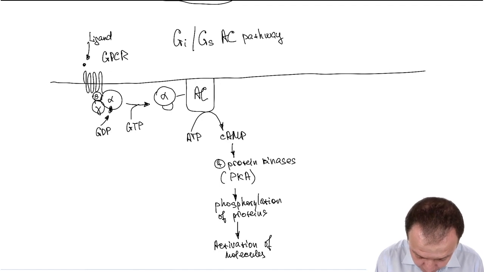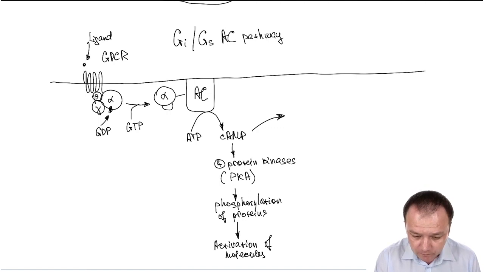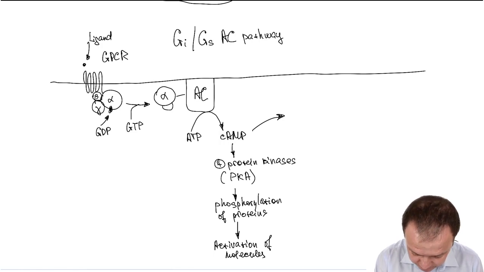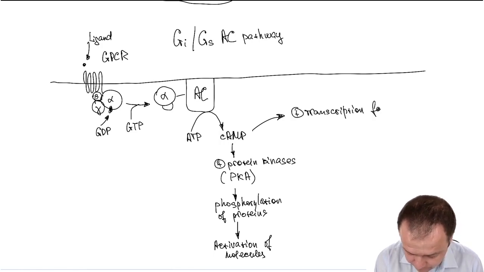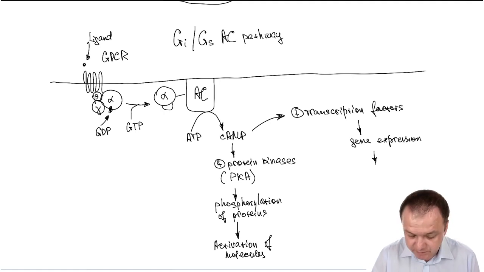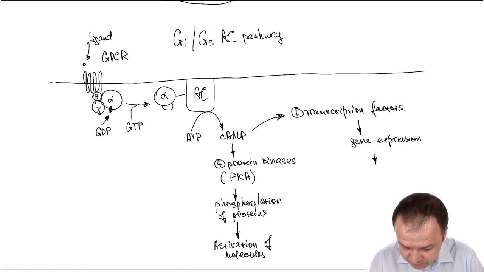Another way is that cyclic adenosine monophosphate is able to activate different important molecules like transcription factors. Activation of transcription factors regulates gene expression, and gene expression finally regulates activation and production of different enzymes.